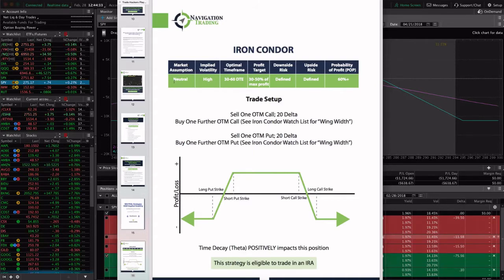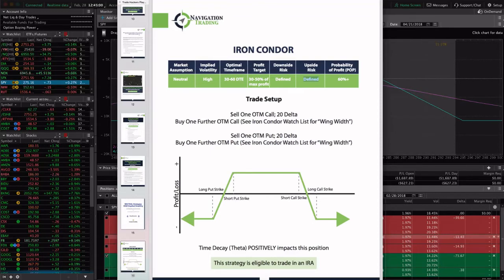So just like the others, our market assumption is neutral. So we want price to stay in a specific range. We want to enter when implied volatility is high, between 30 and 60 days to expiration. We're profiting a target max profit of 30 to 50%. And remember, our downside risk is defined, our upside risk is defined, so we'll know exactly what that is before we even enter the trade.